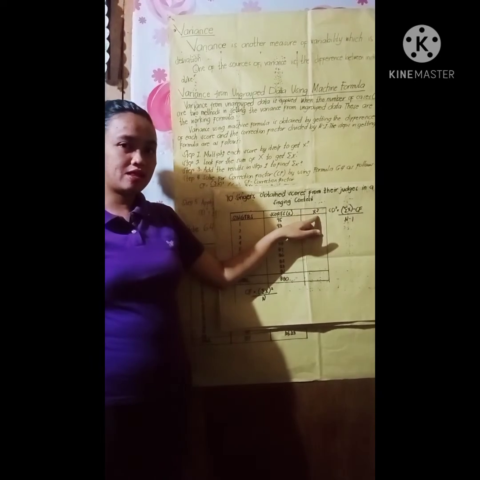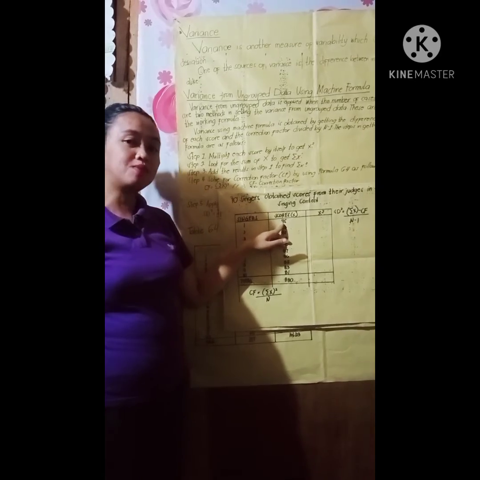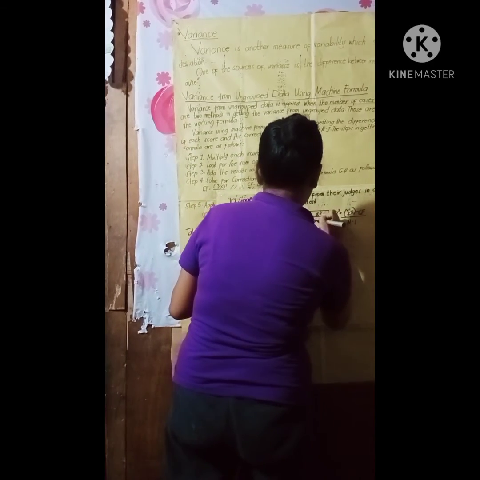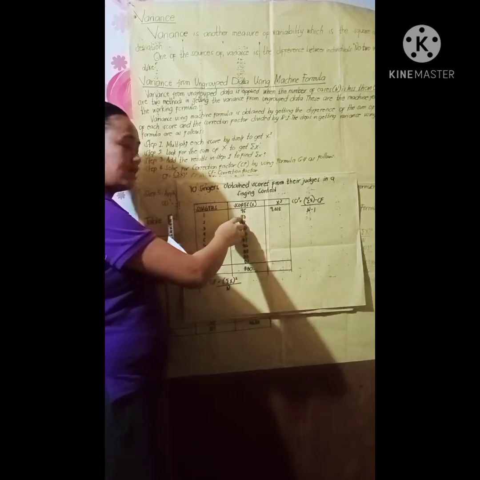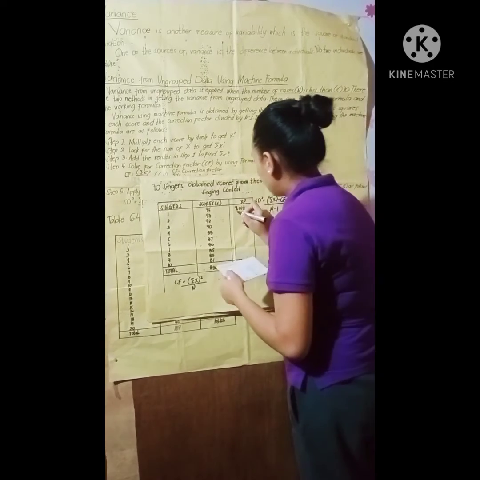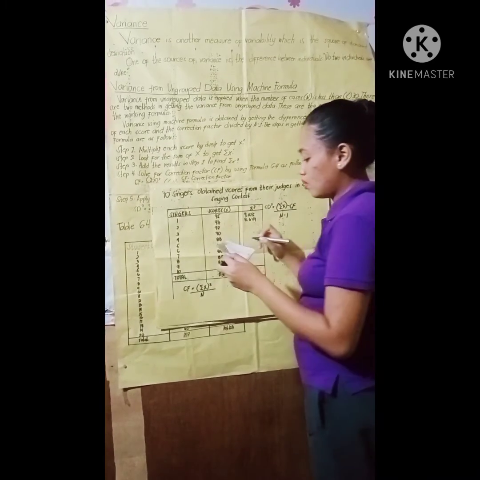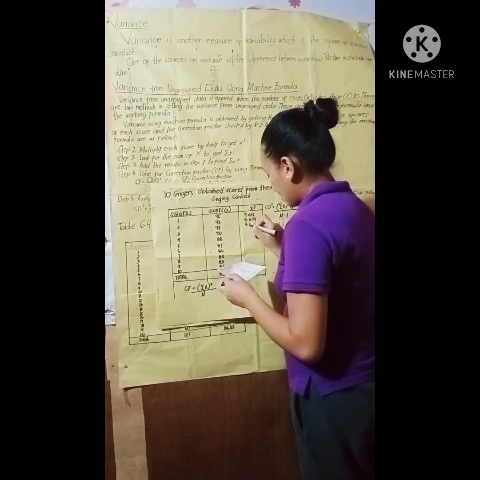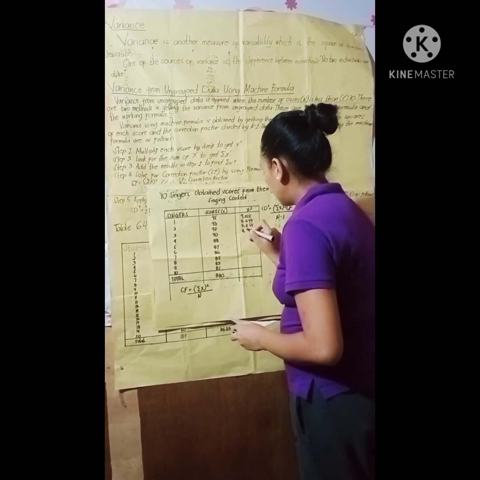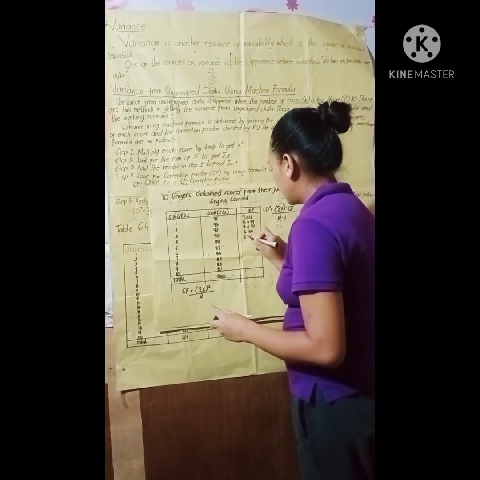So, how to get the x squared? 95 times 95 is equal to 9,025. 93 times 93 is equal to 8,649. 92 times 92 is equal to 8,464. 90 times 90 is equal to 8,100. 88 times 88 is equal to 7,744.